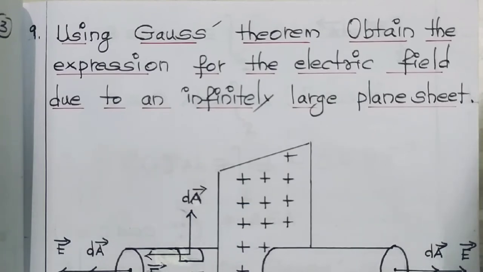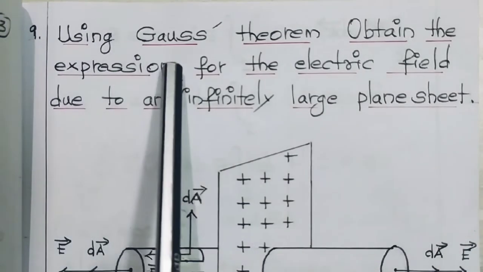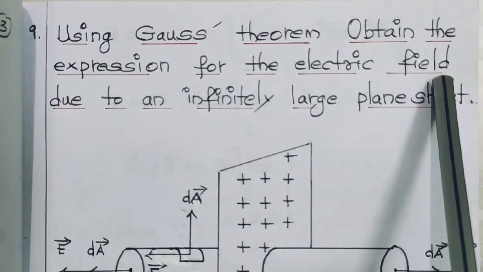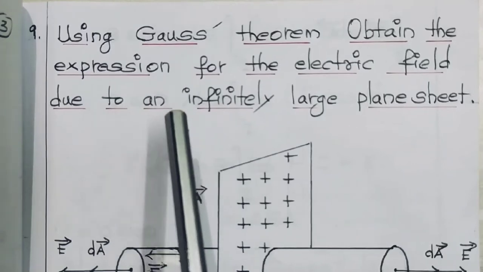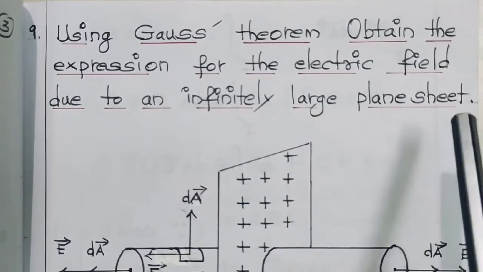In this video series, we have been seeing the derivations of the first lesson, electric charges and fields, in physics of the CBSE board. This is the 9th derivation. Using Gauss theorem, obtain the expression for the electric field due to an infinitely large plane sheet.